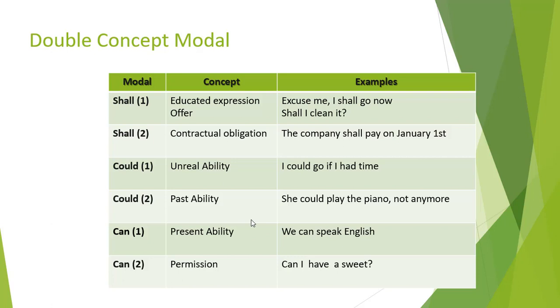Then could. Unreal ability, the first concept. I could go if I had time. Usually, it is used in a conditional sentence. And then the second one, past ability. She could play the piano, not anymore. Can. The first one is present ability. We can speak English. And the second one is permission.